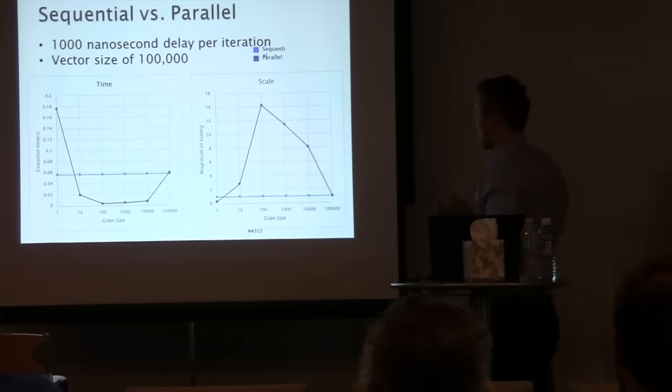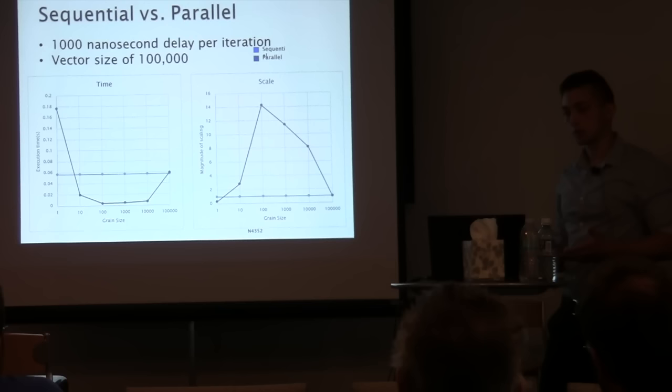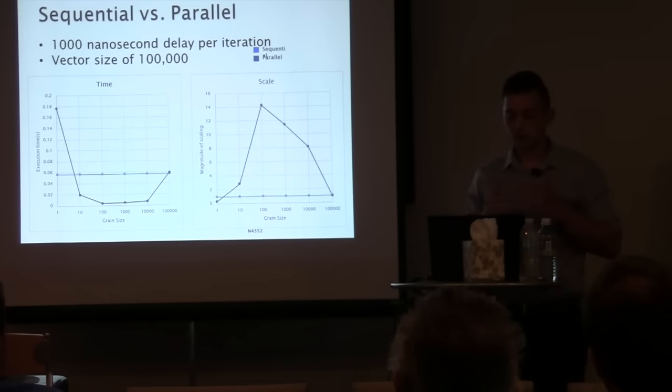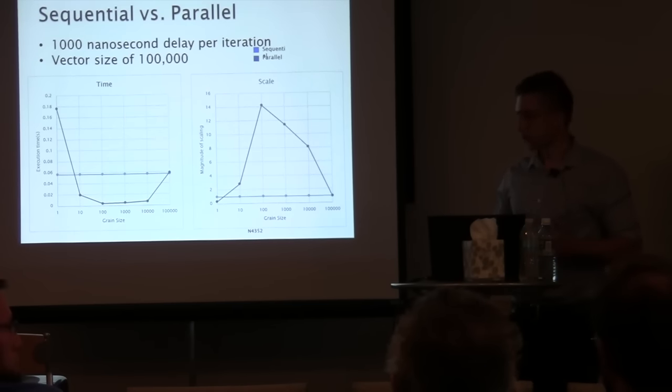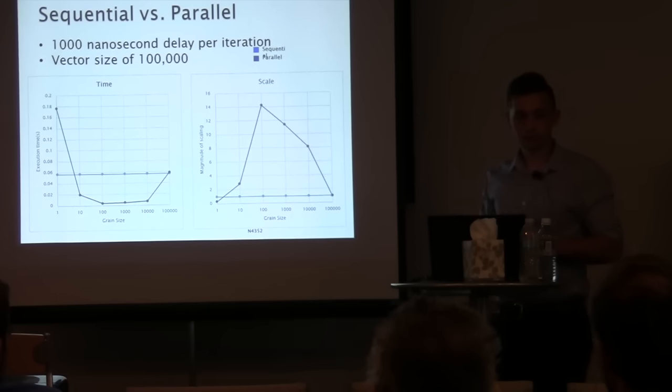But it's also important to note that on the left side, if you don't have enough work per thread, you're going to see absolutely abysmal execution times. So this is important in that it's very easy to accidentally kill yourself on execution time and run time if you're not careful of how much work you're putting on each thread.